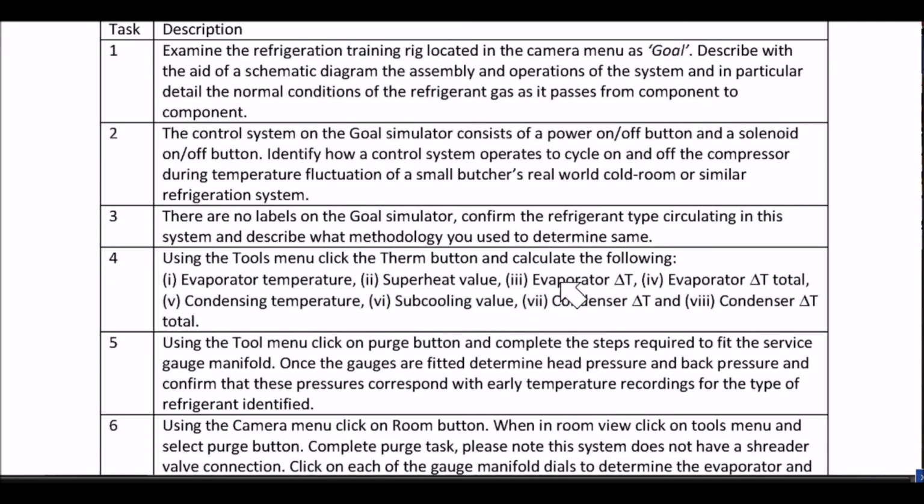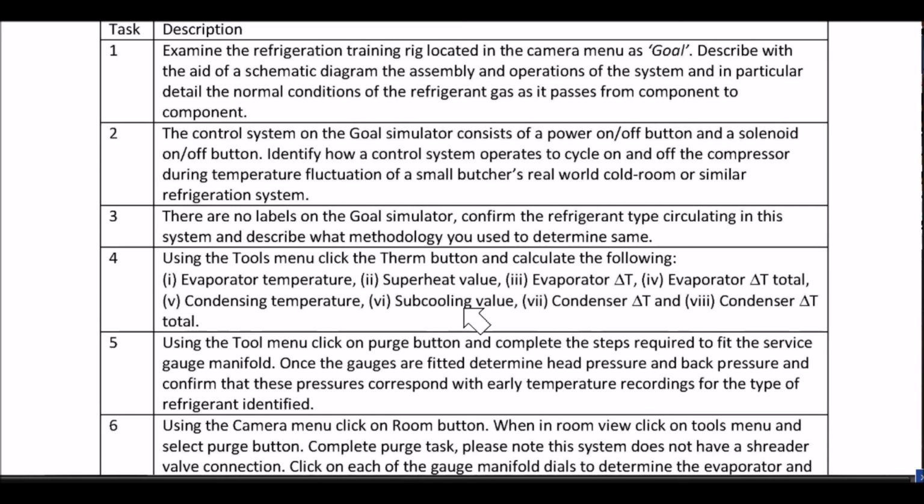Delta T is the temperature difference of the air on and air off across the evaporator. Delta T is also the temperature difference of the air on and air off across the condenser. Delta T total is the difference between the refrigerant temperature circulating within the evaporator and the air coming onto the evaporator, or the room temperature if you like. And the same with the condenser: delta T total is the difference between the air coming onto the condenser and the temperature of the refrigerant circulating within the condenser.